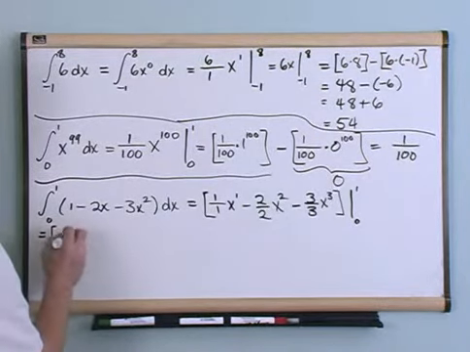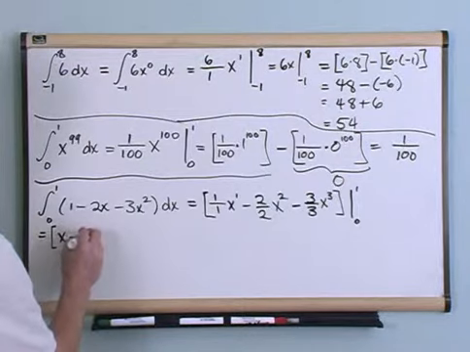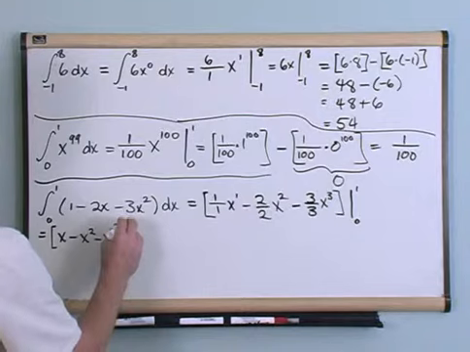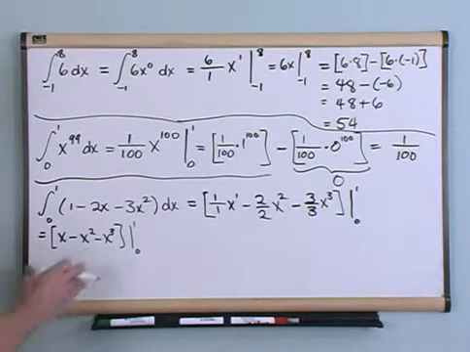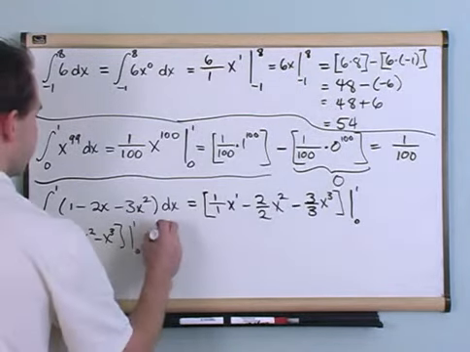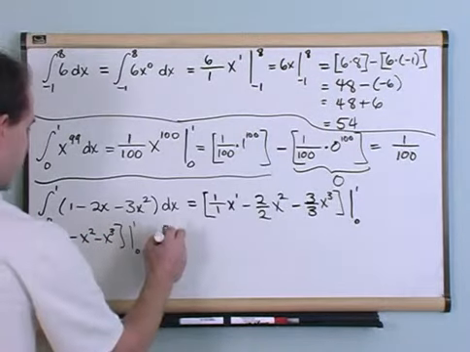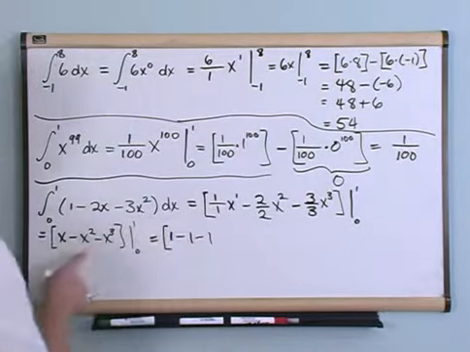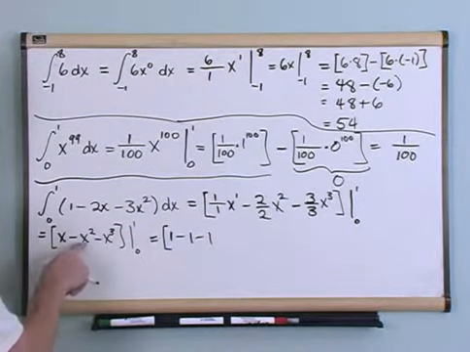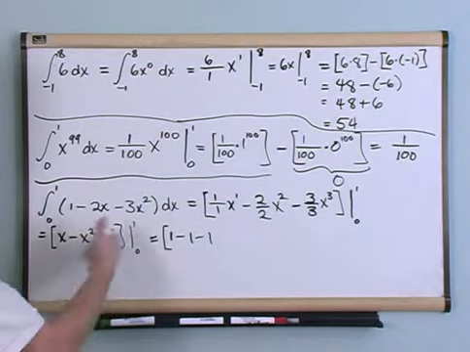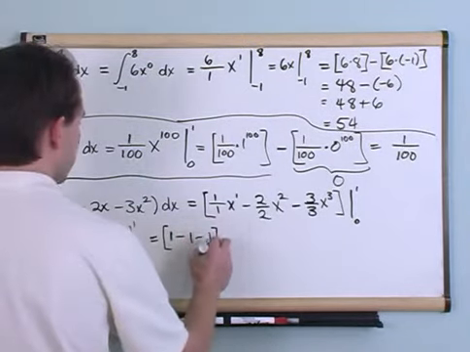What you're going to have is x minus x squared minus x cubed, evaluated from 0 to 1. This is what we need to evaluate. So let's do this. For this function evaluated at 1, it's simply going to be 1 minus 1 minus 1. I think you can convince yourself of that. 1 minus 1 minus 1. 1 raised to the power of anything is just 1.